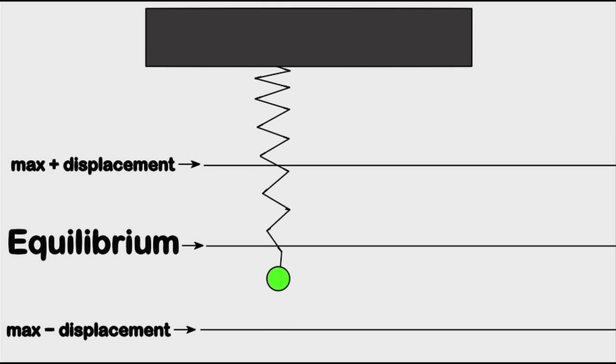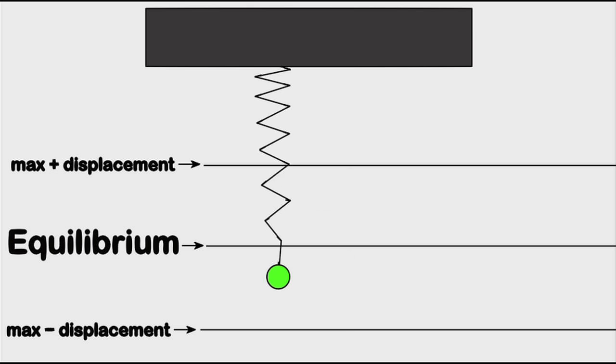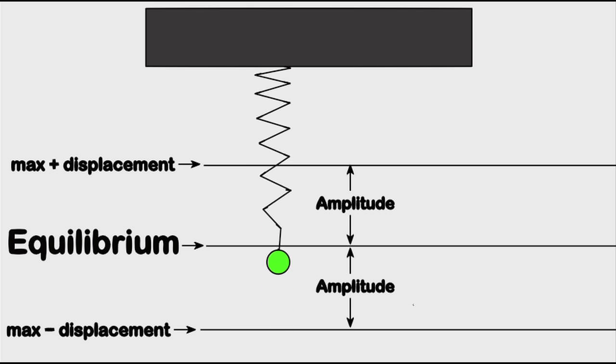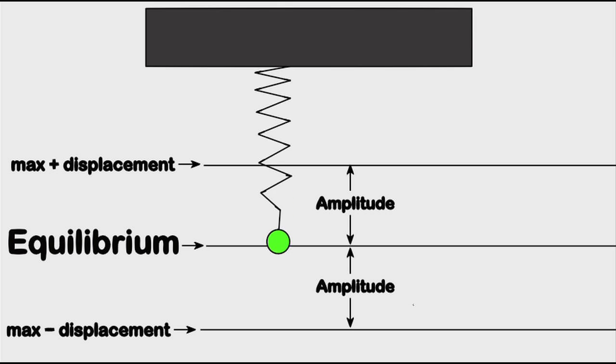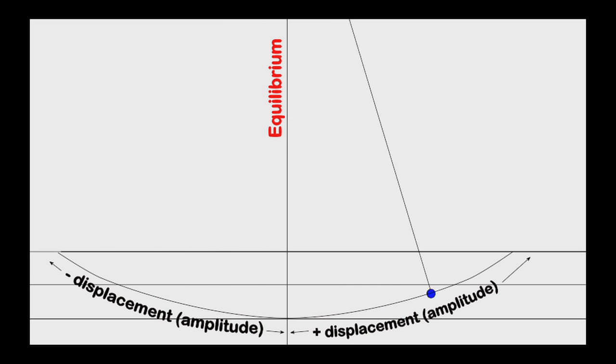For a mass on a spring, the maximum displacement occurs when the spring is most compressed at the top and most stretched out at the bottom. So amplitude is the maximum displacement from equilibrium. For a pendulum, equilibrium occurs at the bottom of the swing. So the amplitude is the displacement from equilibrium to the maximum height, which occurs on either side.